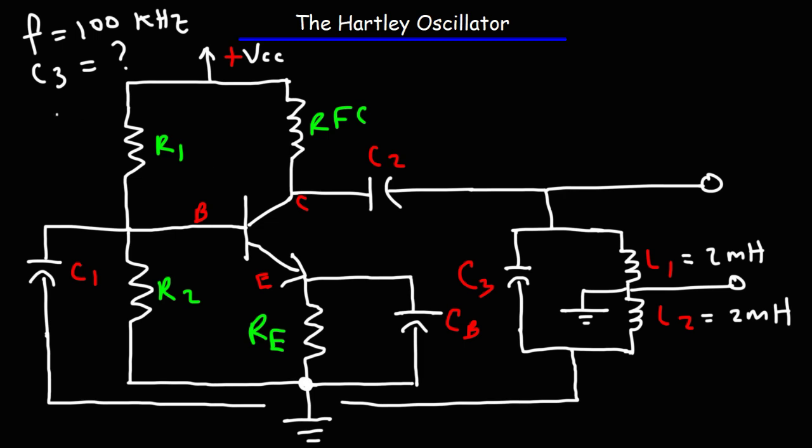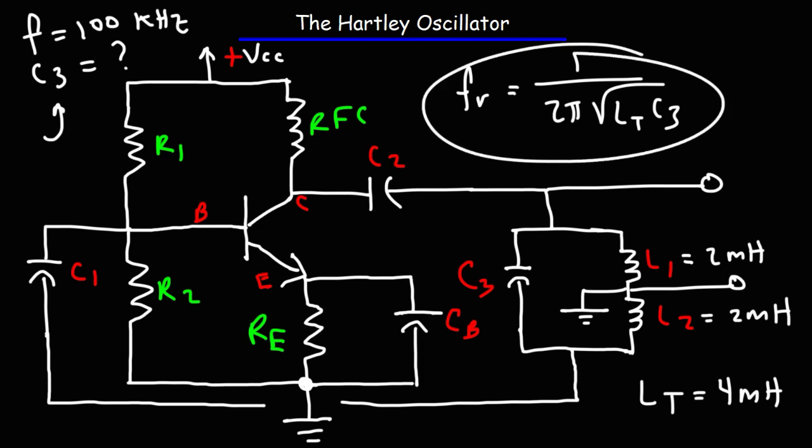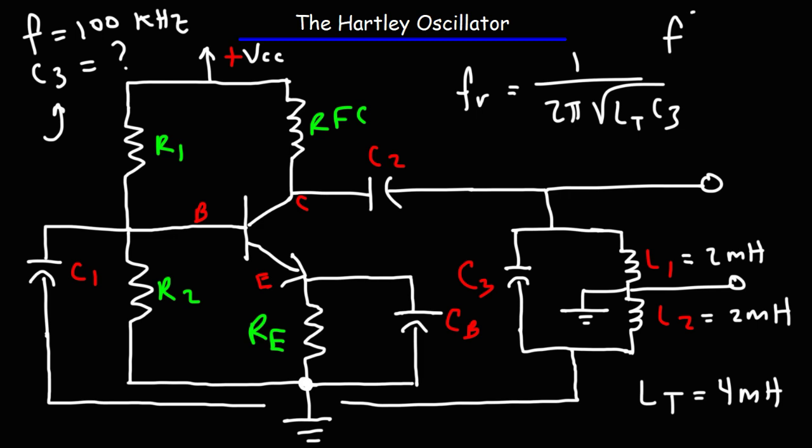So first, we need to rearrange the formula. Ignoring mutual inductance, LT is going to be the sum of L1 and L2, so it's going to be 4 millihenries. And we know that the resonant frequency is 1 over 2 pi times the square root of LT times C3. So the first thing you want to do is square both sides of this equation. So you get F squared is equal to 1 over 4 pi squared, and the square root symbol will disappear, so we get LT times C3.